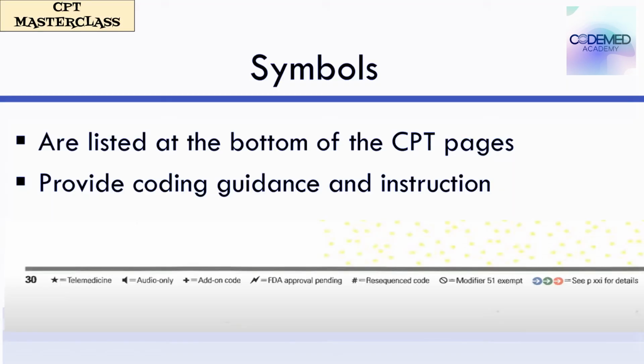Now let us talk about the various symbols which are there in the CPT. You will see that all these symbols are listed at the bottom of every CPT page. It provides coding guidelines and instruction. So at the bottom of every CPT page, you will see this symbol. There is a star sign, and in front of that, the meaning of that sign is written. So we are going to see all these signs one by one.